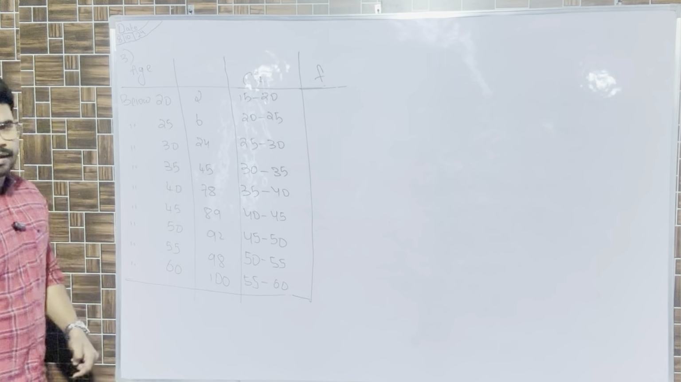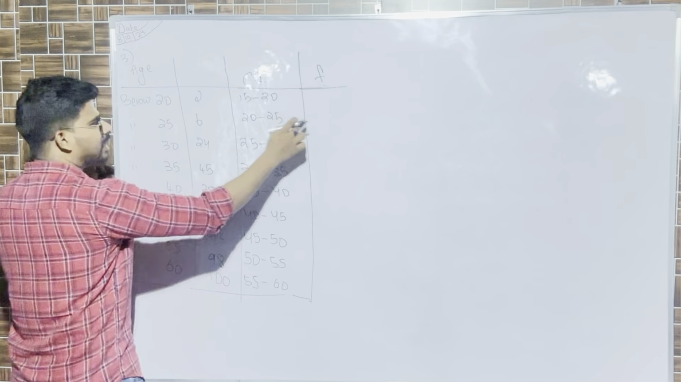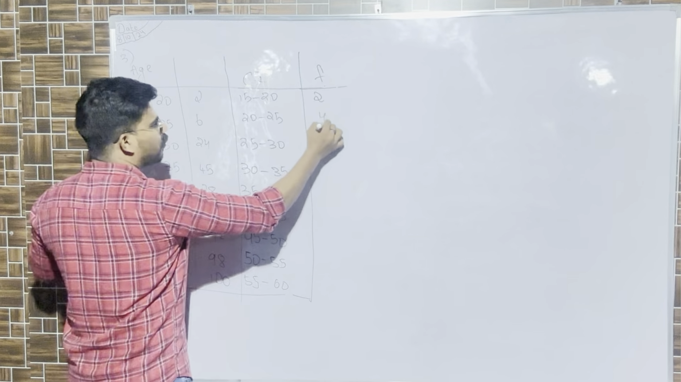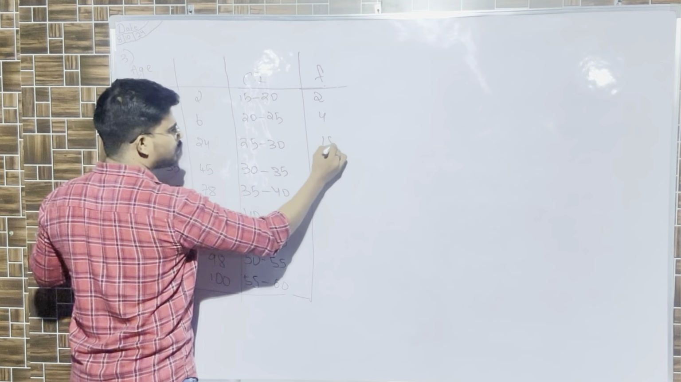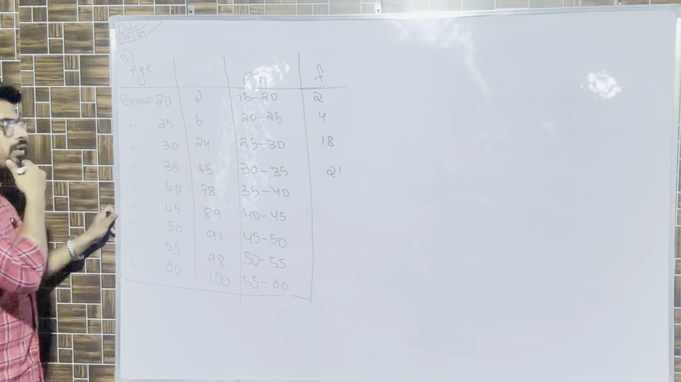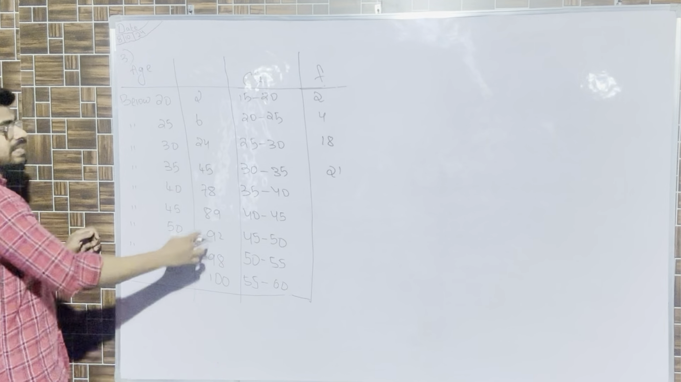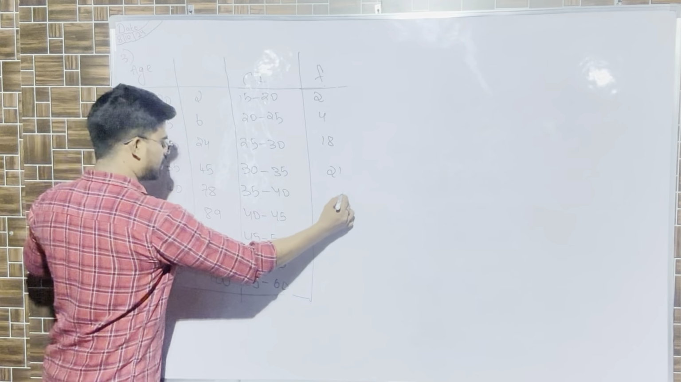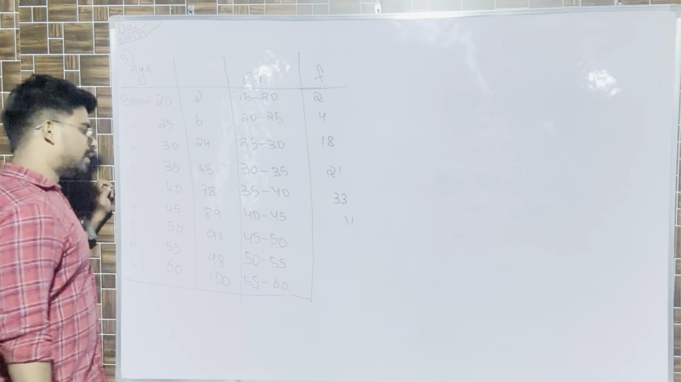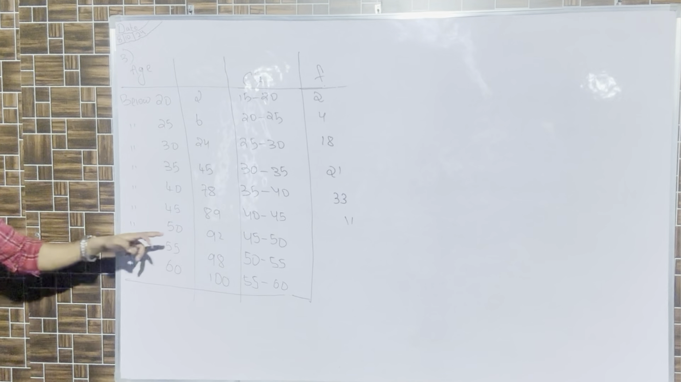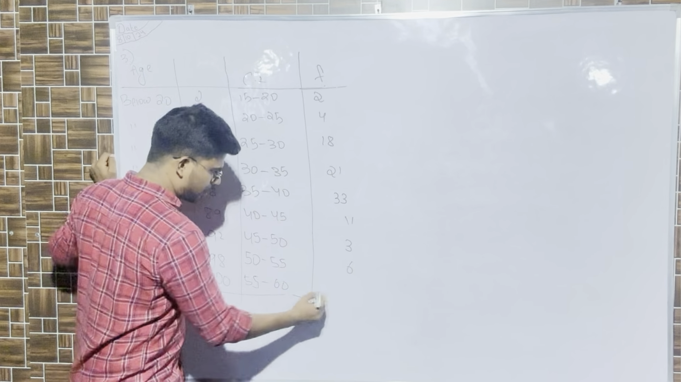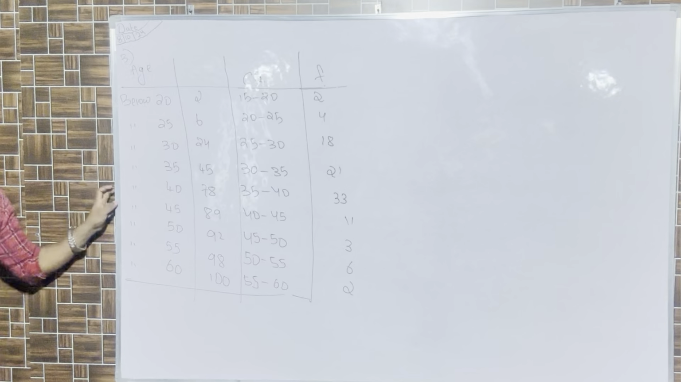Frequency. First, while writing cumulative frequency, we will write the first one same, then add the next terms. Here we will do subtraction. First term is same, second term subtraction. 6 minus 2, 4. 24 minus 6, 18. 25 minus 24. 45 minus 24, it is 21. 78 minus 45, 33. 89 minus 78, 11. 92 minus 89, 3. 6. 2. Right?